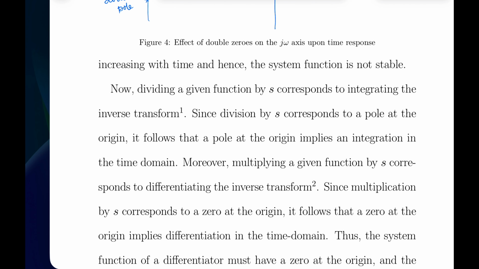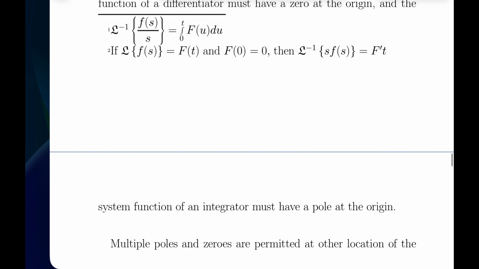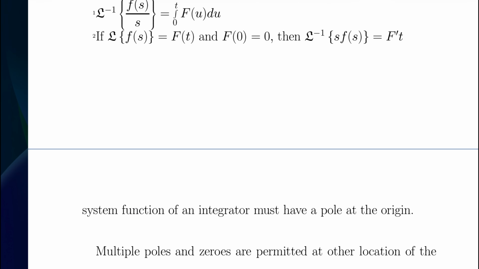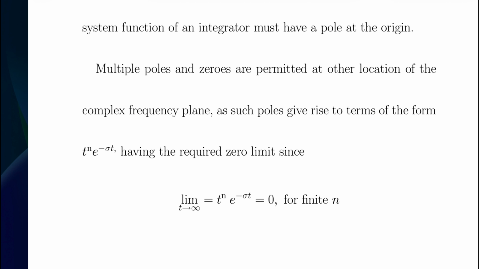Moreover, multiplying a given function by s corresponds to differentiating the inverse transform. Since multiplication by s corresponds to a zero at the origin, it follows that a zero at the origin implies differentiation in the time domain. Thus, the system function of a differentiator must have a zero at the origin, and the system function of an integrator must have a pole at the origin. Clear?